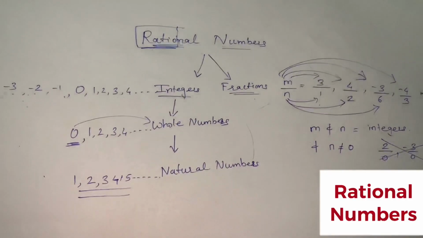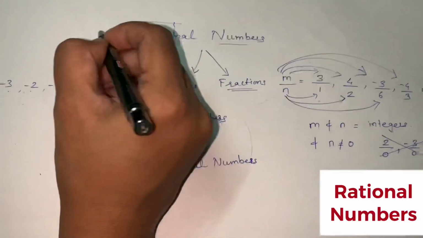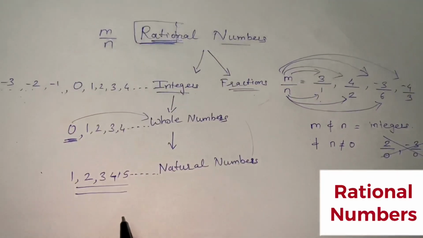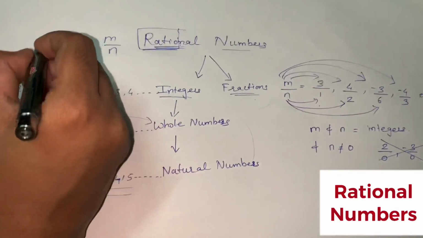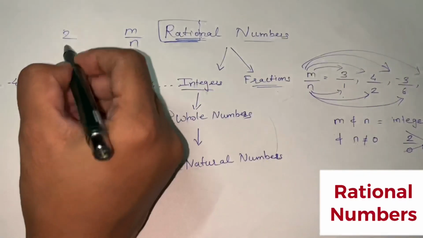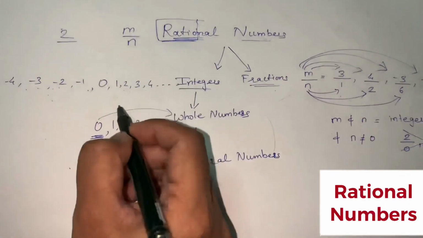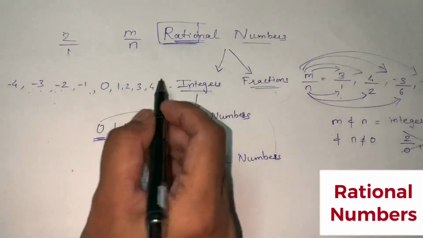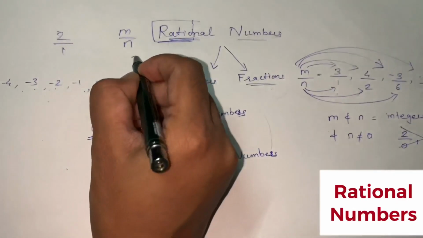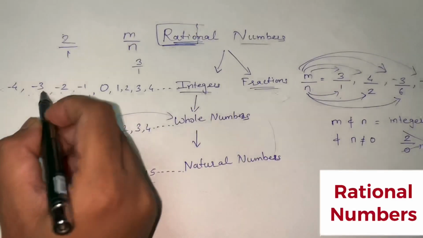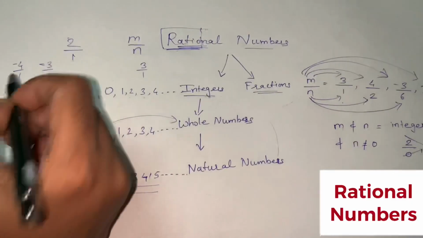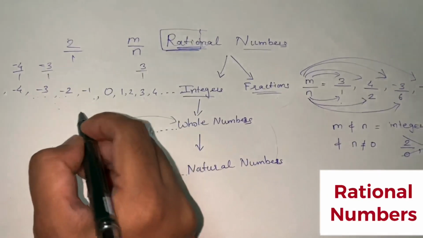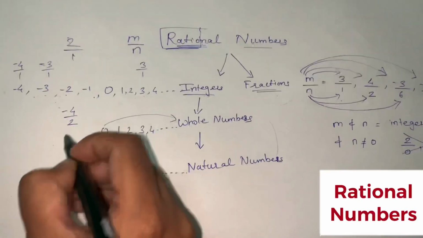Now what do you mean by ratio? Ratio means one number upon the other number. For example, m upon n. Now integers, you can see they are not in the form of m upon n, but they still are. For example, 2 can be written as 2 upon 1. So it is in the form of m upon n. 3 can be written as 3 upon 1. So it is in the form of m upon n. -3 upon 1, -4 upon 1. So you can see integers can be written as ratios.